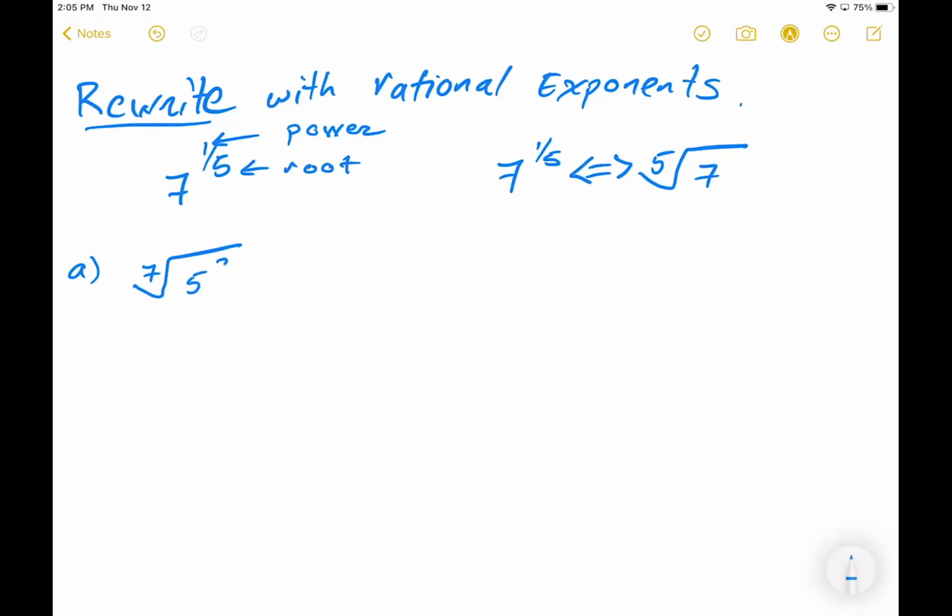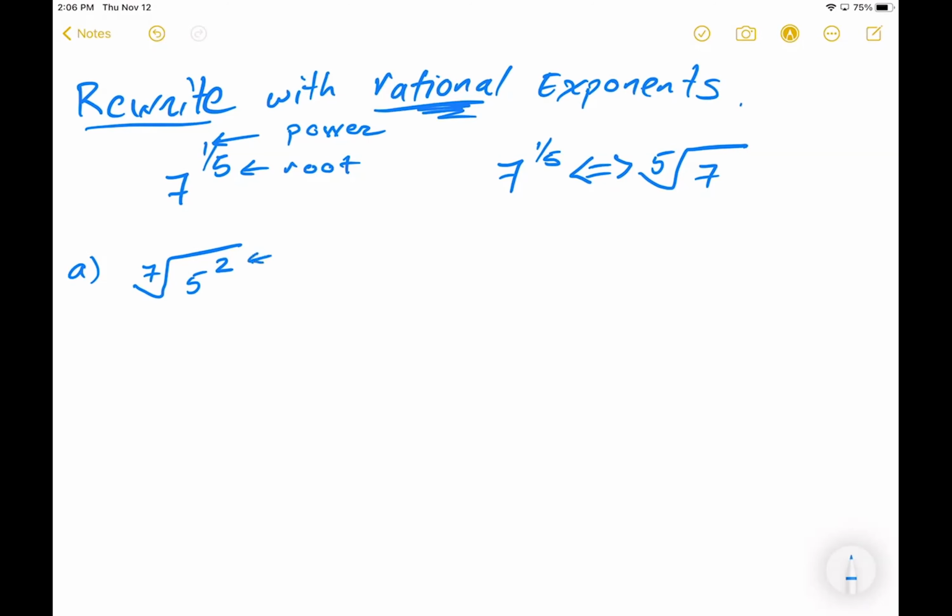Let's say we have something like this. This is your radical. This is the 7 root, right? The 7 root of 5 to the 2nd power. So if we have this item and we ask you how to write this with a rational exponent, how can we convert this to a rational exponent?